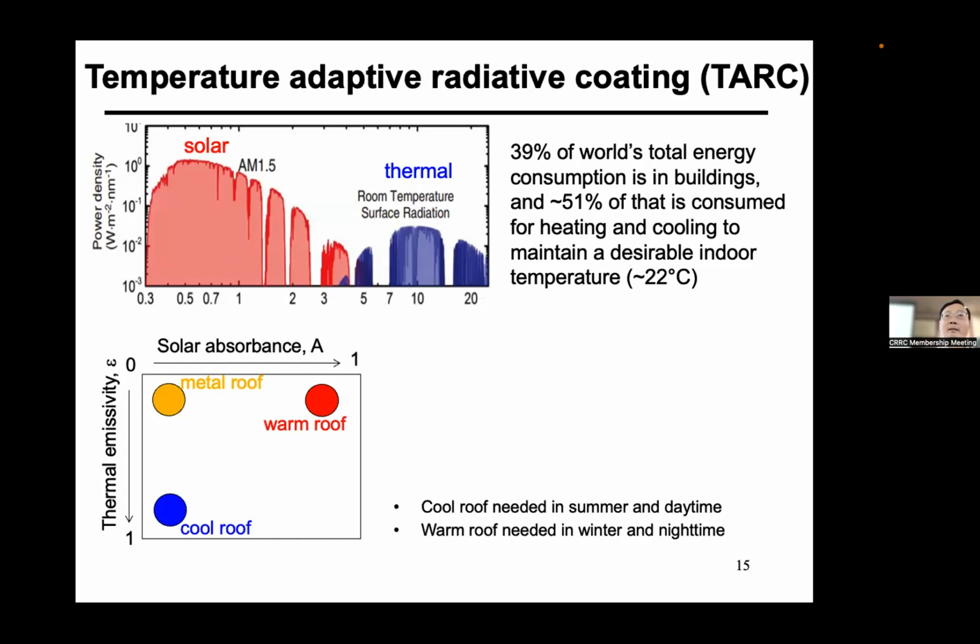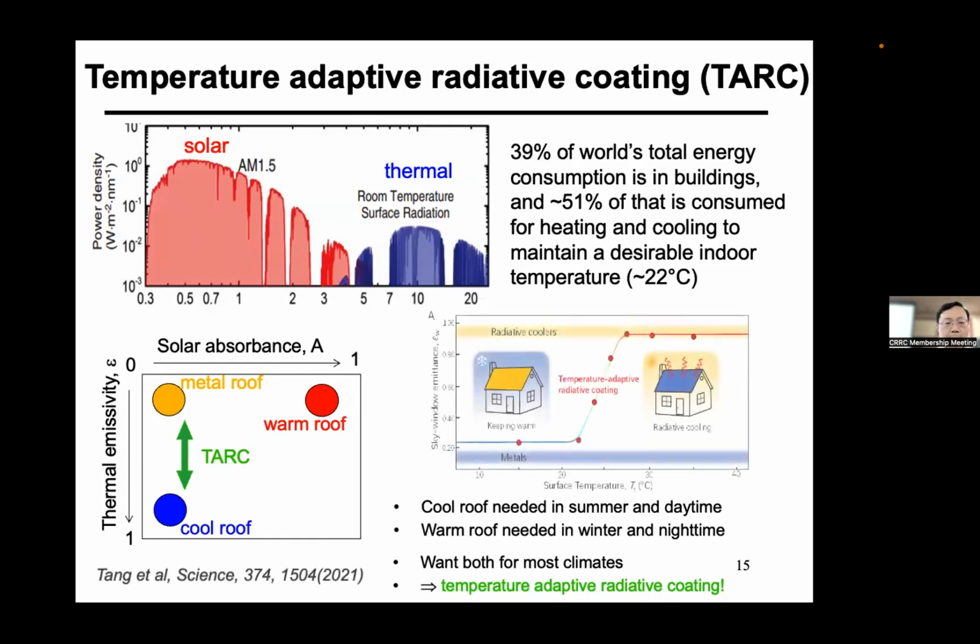Now, one solution is, every year I'm going to have a ladder, go up and switch my roof back and forth. That's not a good solution. The good solution is you find one material that can automatically switch between the cooling roof mode and the warm roof mode. And that is our invention. We call that temperature adaptive radiative coating that can automatically sense the temperature and do the switch without you to intervene. You don't have to turn the switch on or off. You don't have to put in the electricity.